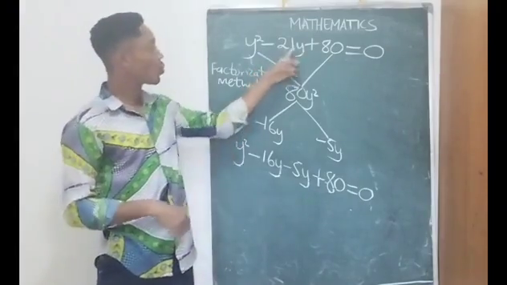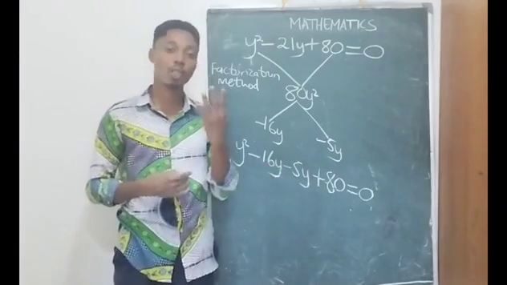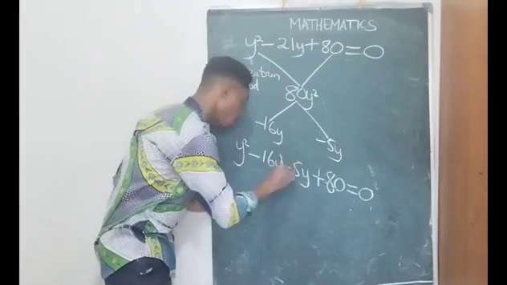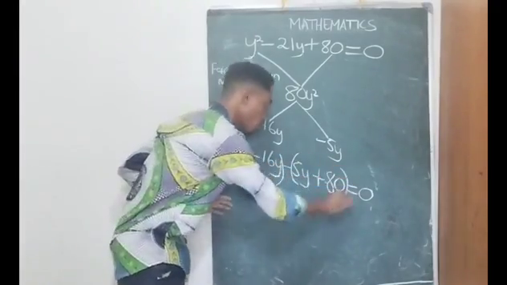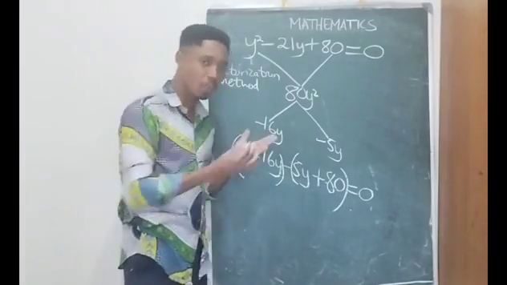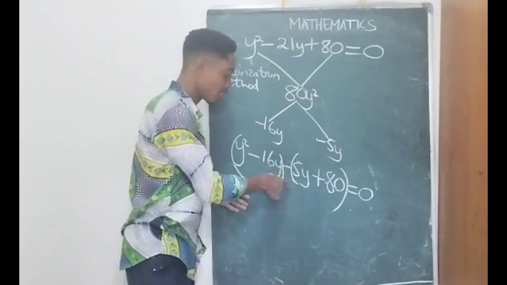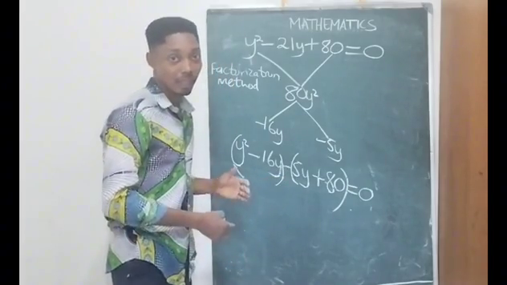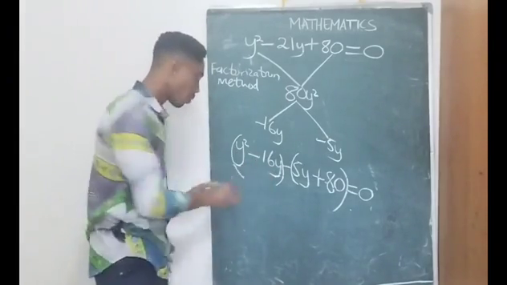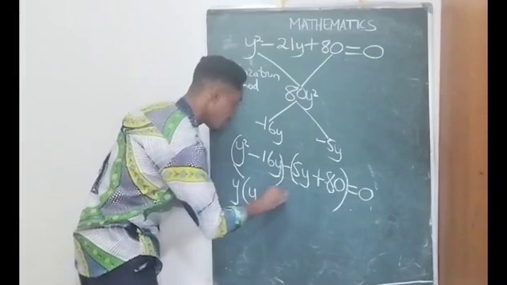Next, the 3 terms have turned into 4 terms. Those 4 terms, we are going to group into the first group of 2, which is y squared minus 16y, and the second group of 2, which is minus 5y plus 80. But when you are grouping into 2's, if this is a minus, always remember to leave it out so that we will bring it down and factorize. So factorizing this first group, the highest common factor here is y. So this becomes y into y minus 16.